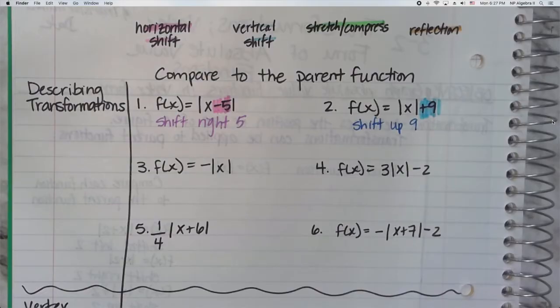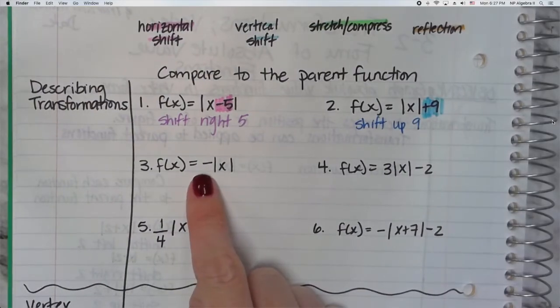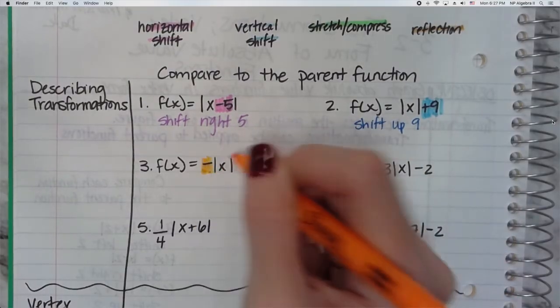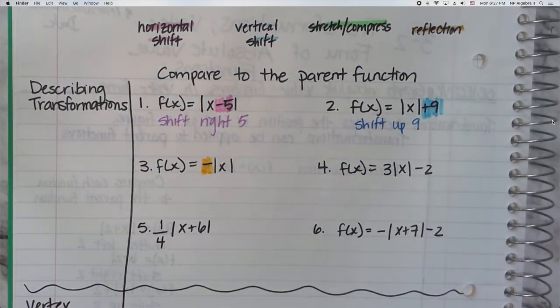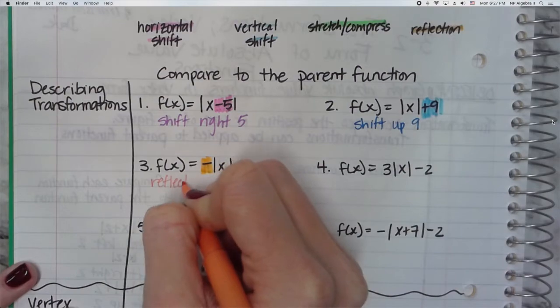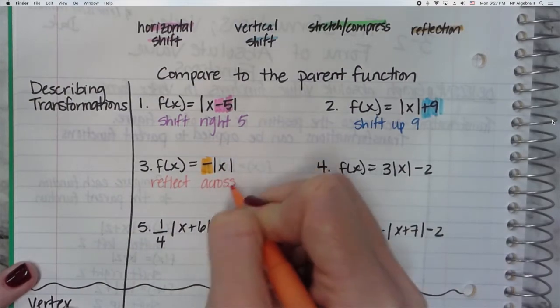Taking a look at number 3, we've got that negative out in front. So what does that mean? Well, that's our reflection. And when that reflection occurs, which axis is the function reflected over? You have to be specific. Reflect across the x-axis.